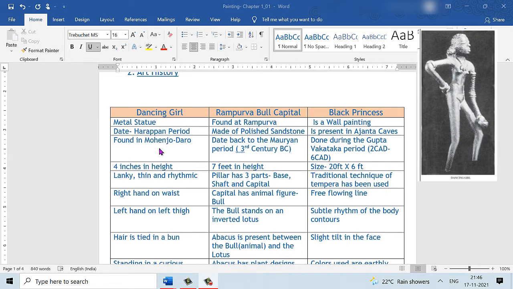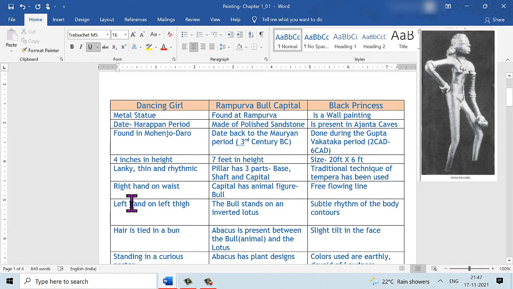It's a metal statue and it dates back to the Harappan period, that is 3000 BC. It was found in the site called Mohenjo-daro. This statue is 4 inches in height. She is lanky, thin and rhythmic. Lanky also means thin and it looks awkward. That's the meaning.